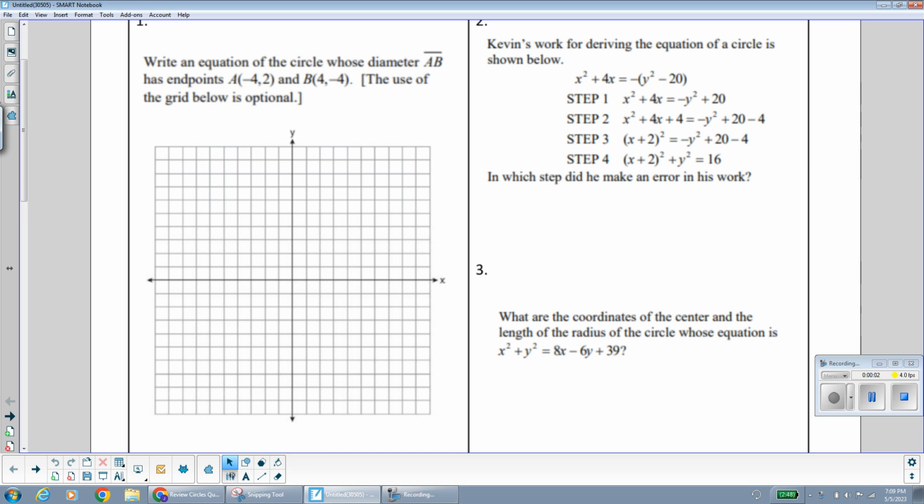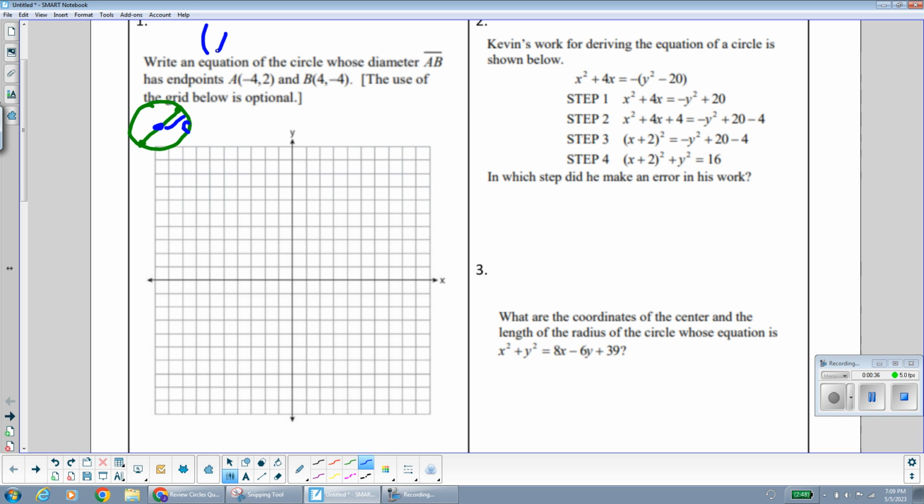Question number one, we're given the endpoints of the diameter of the circle. So I'm just going to draw a little estimate picture. If I have the coordinates of the endpoints of the diameter, a diameter passes through the center of the circle. So the center of the circle is something that I'm going to need in order to write the equation of the circle. And it's something that I'm going to need to get in order to find the radius, which is the other thing I need to write the equation of the circle.